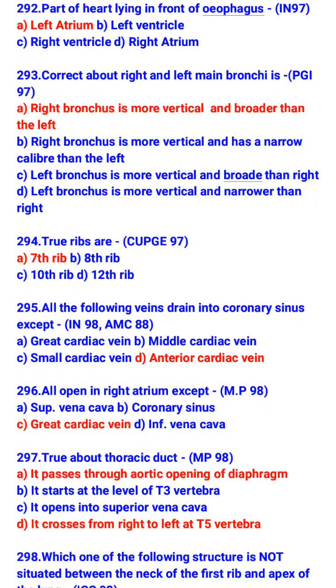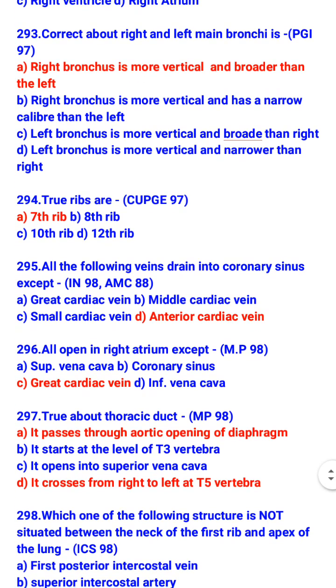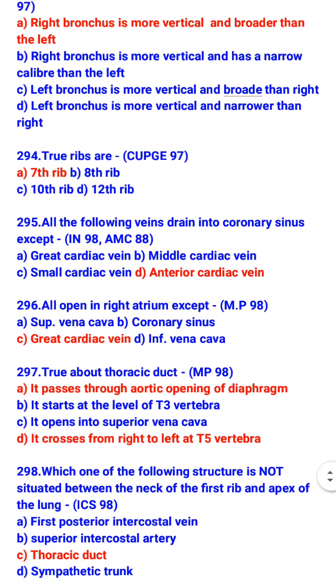So which veins drain into coronary sinus? Great cardiac vein, middle cardiac vein and small cardiac vein. All open in right atrium except great cardiac vein. So what opens in right atrium? Superior vena cava, coronary sinus and inferior vena cava.